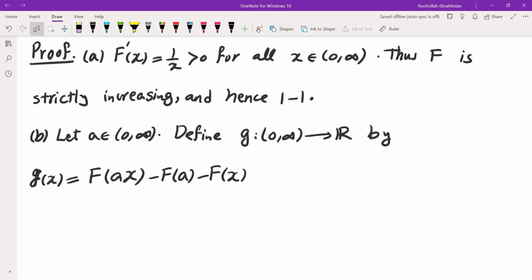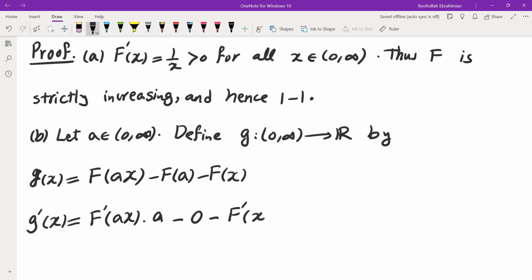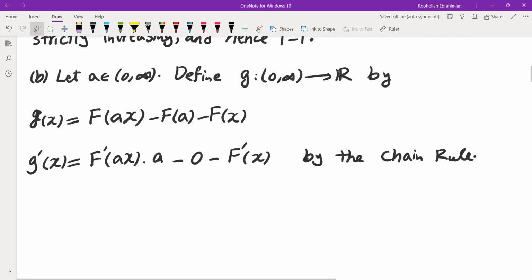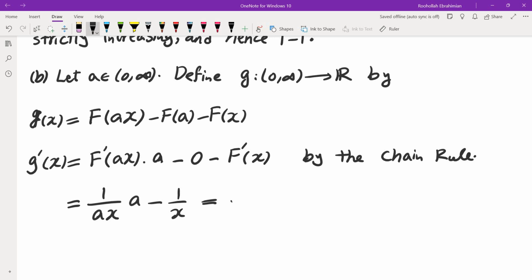Now I'm going to find the derivative of G. G prime of X is equal to F prime of AX times the derivative of the inside, which is A, minus 0, because F of A is a constant, minus F prime of X. This is by the chain rule. Now I'm going to substitute: F prime of X is 1 over X, so F prime of AX is 1 over AX times A, minus 1 over X, which is equal to 0.